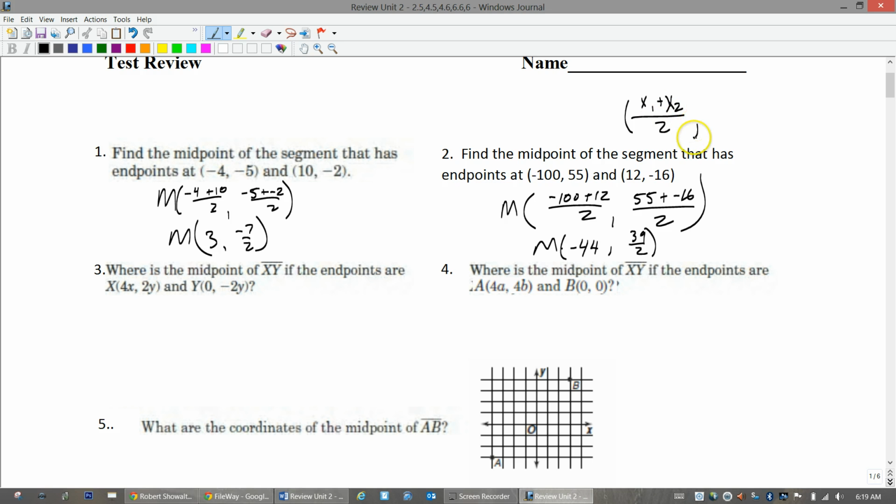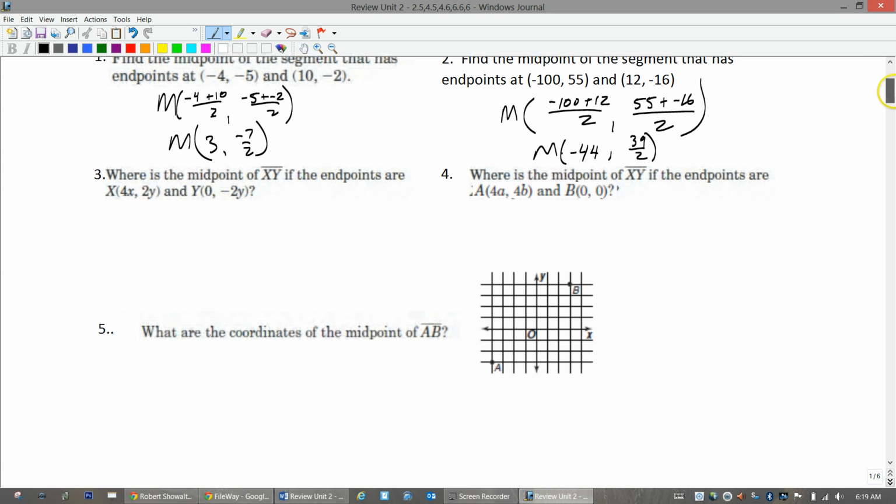If you remember, you can also use the midpoint formula, which is x1 plus x2, y1 plus y2, over 2. It's the midpoint formula. Okay, we can keep going.